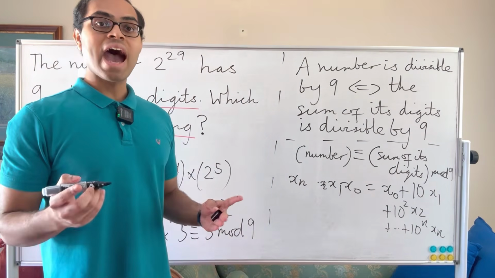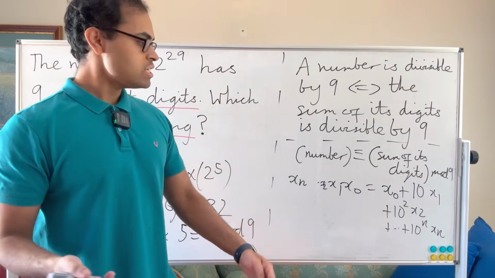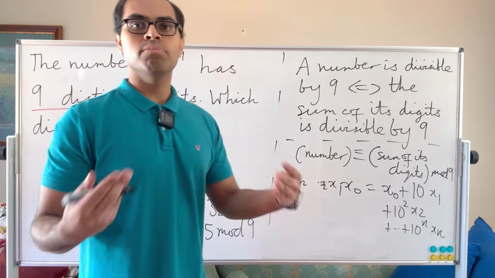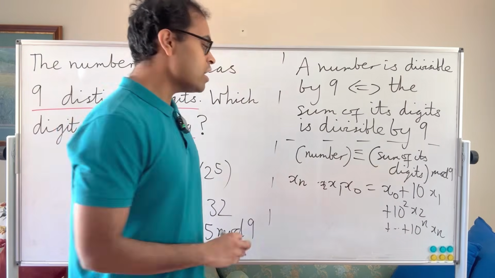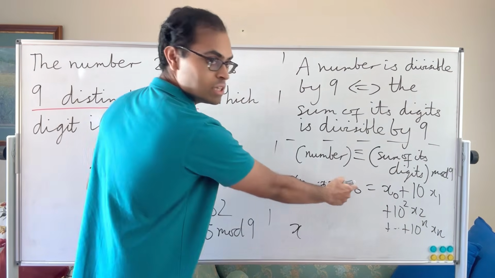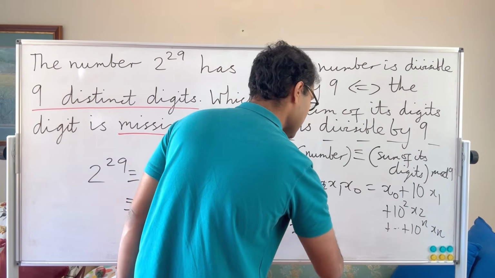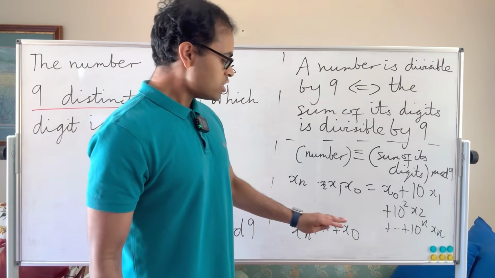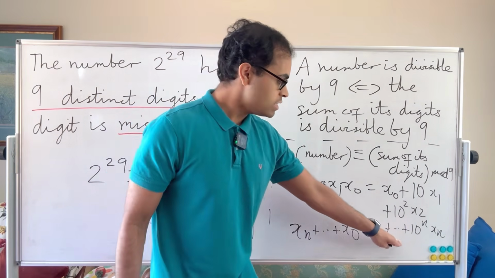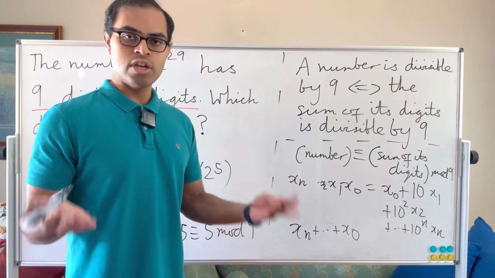Now, if we try to add the sum of its digits, we're just going to add up x0 plus x1 up to xn. We're not going to have the 10 or 10 squared. We're just adding up the digits because these are literally the digits of the number. So you have xn plus dot dot dot plus x0. Okay, that's the sum of its digits. We want to show that this number and this number have the same remainder when you divide by 9.